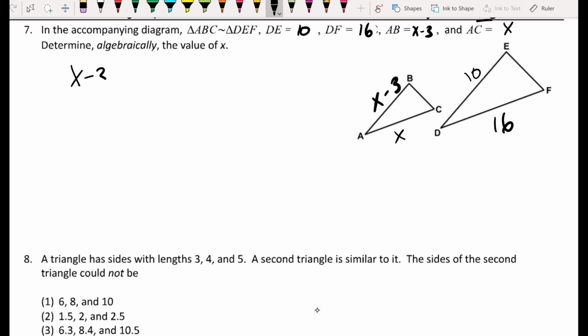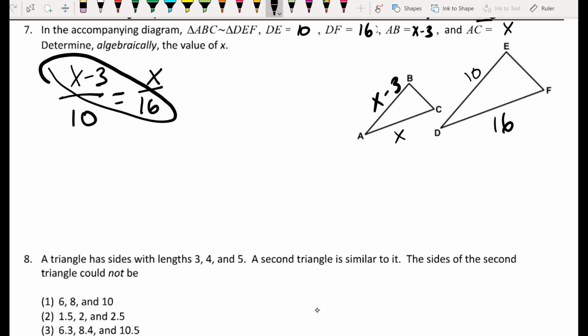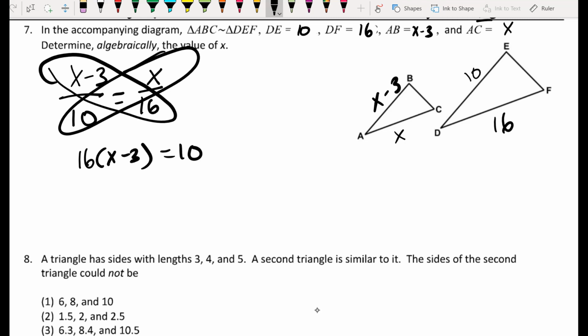All right, so x minus 3 over the corresponding side, which is 10, is equal to x over my corresponding side, 16. So again, it looks like I'm going to have to distribute here, so just be careful when you're solving your proportion. I always like to write out the step before the distribution to remind me to multiply that 16 into both my x and my minus 3. So I get 16x minus 48 is equal to 10x.